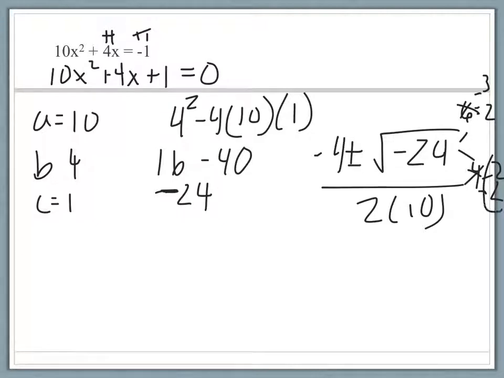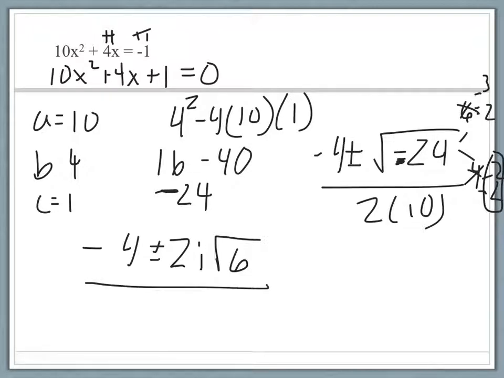So I have a pair of 2's. Alright, so I have negative 4 plus or minus, that 2 is going to come out. And remember, we had a negative here, so we had to put an i now. Square root 2 times 3 is 6. All of that over 2 times 10, which is 20.